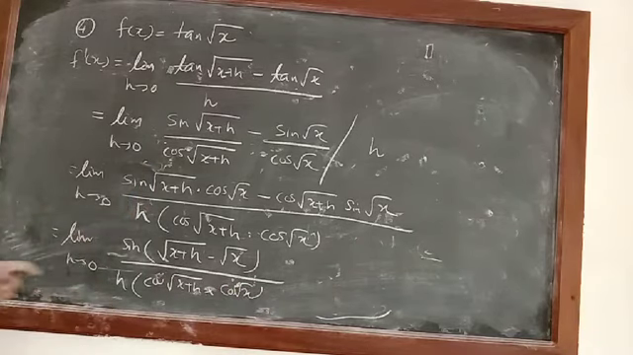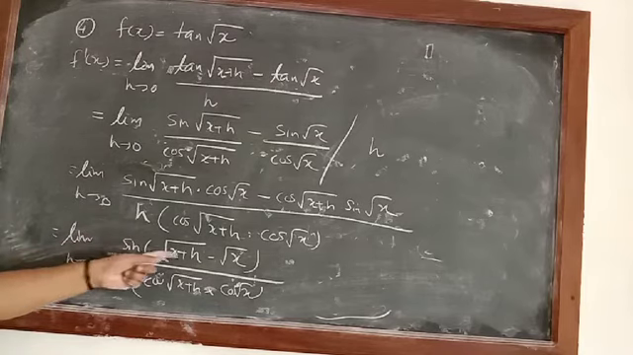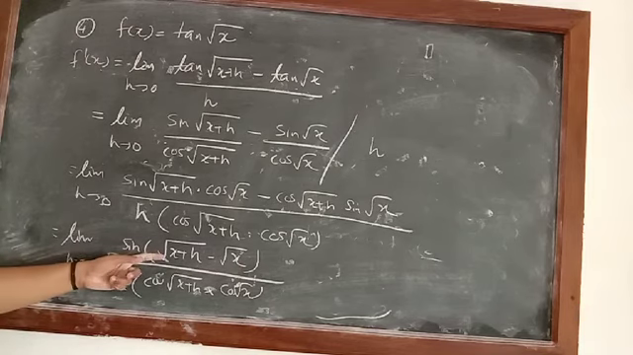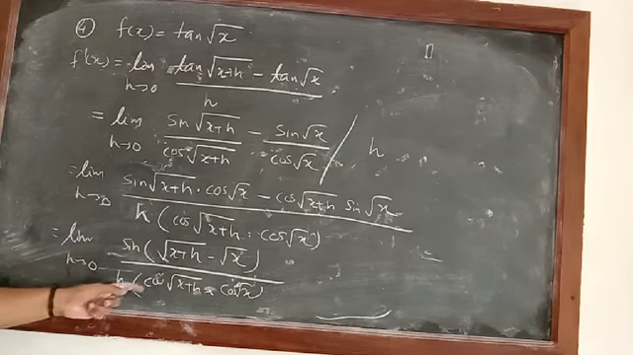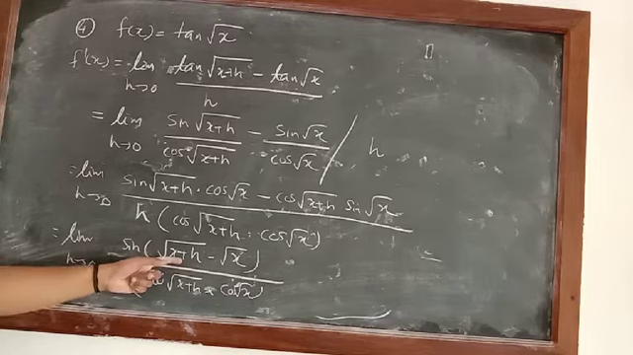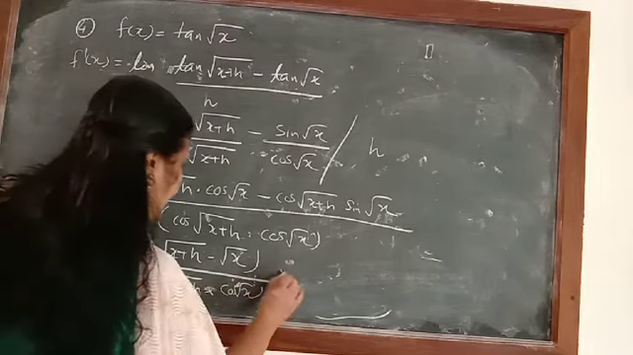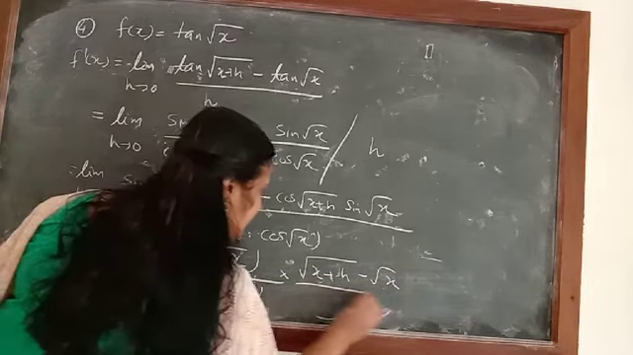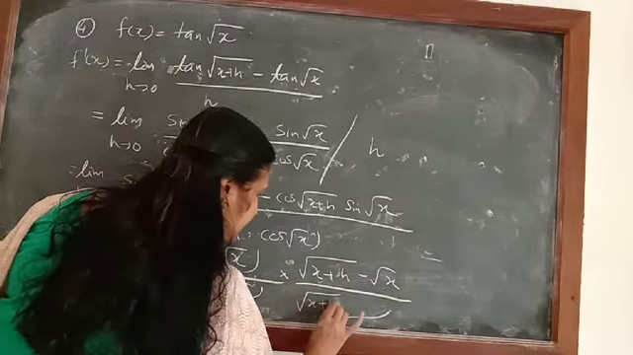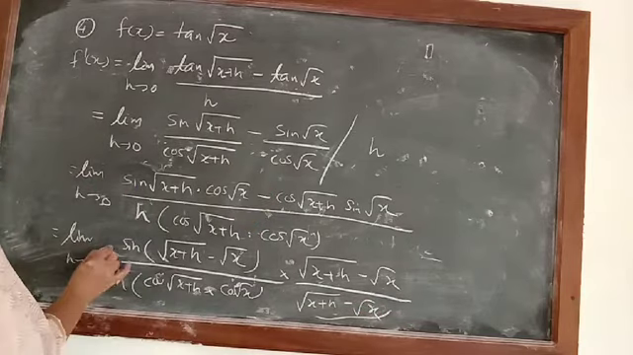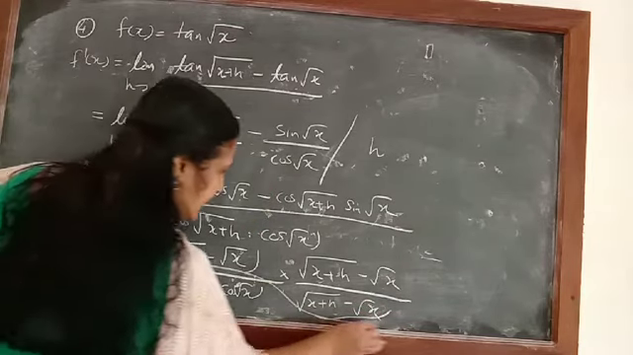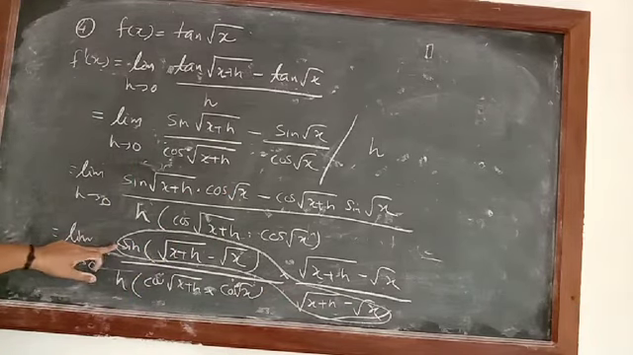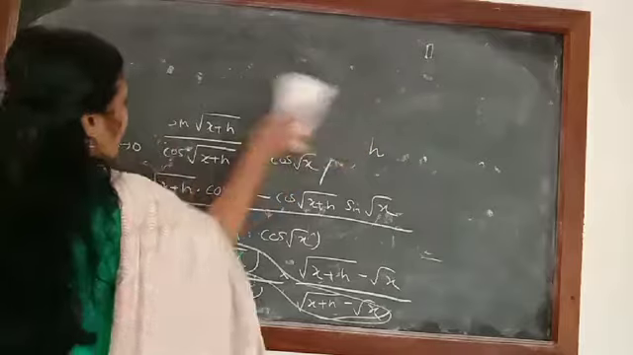Now just to check here. Here what we have? Sin of root x plus h minus root x. So to use the formula, what we need in the denominator? We need the same expression in the denominator also. So here I am multiplying both numerator and denominator by root x plus h minus root x. Okay, now just to check this expression, sin theta by theta will be equal to 1. Okay, so now I am going to write down the remaining expression.